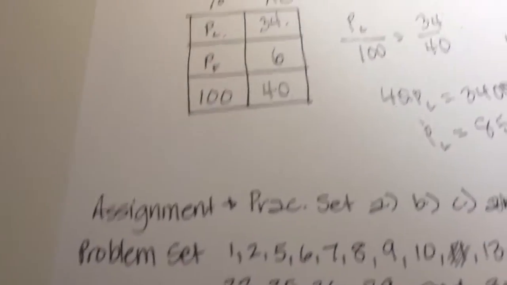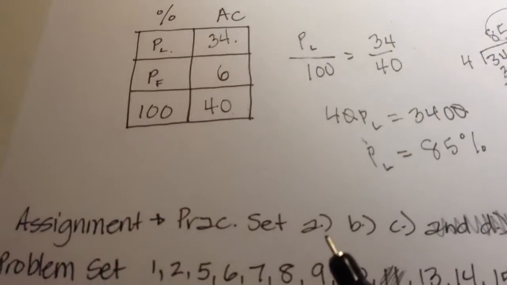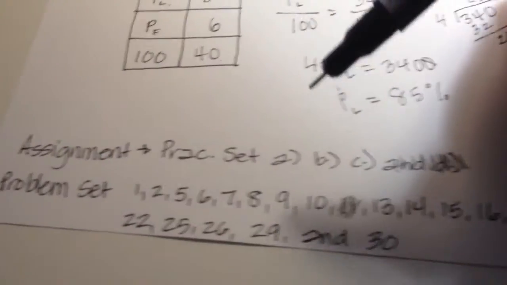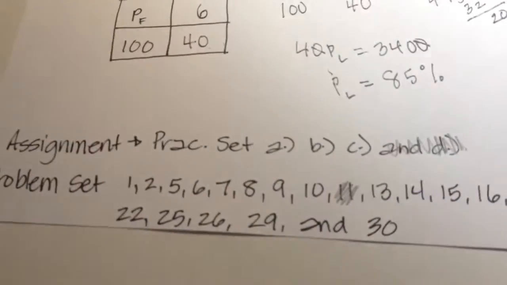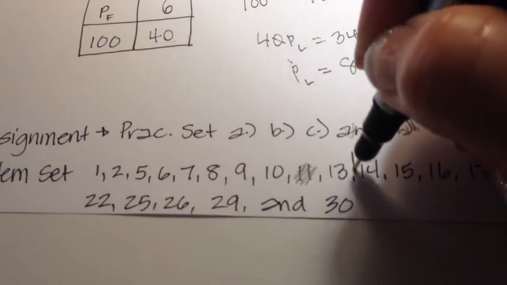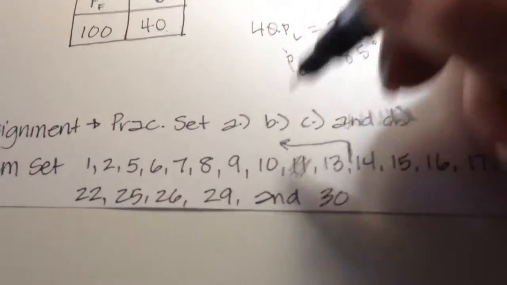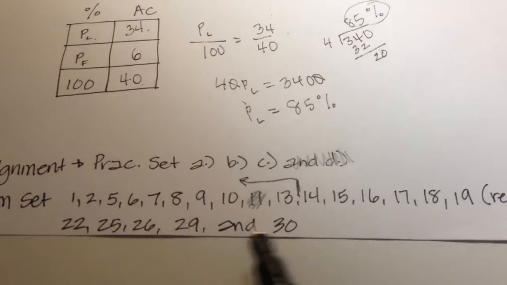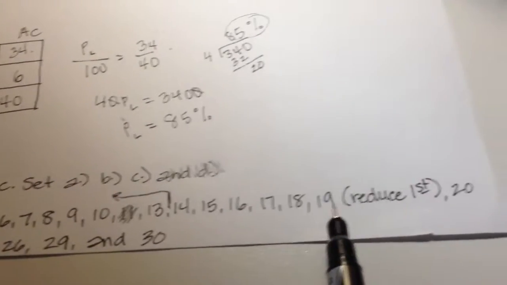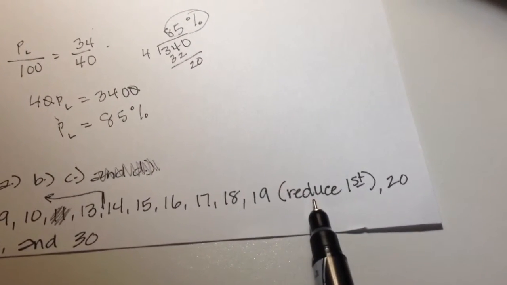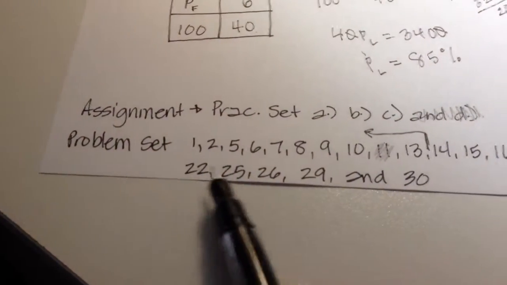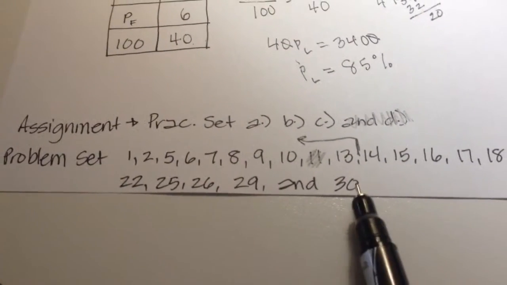All right, here is your assignment. I want you to do practice set A, B, and C, not D. I changed my mind. For the problem set, I want you to do 1, 2, 5, 6, 7, 8, 9, 10, 13. I want you to get finished with at least that many, and then we can work on the rest. It makes me happy if you get most of them done. 14, 15, 16, 17, 18, 19, reduce first. It's going to tell you not to reduce first, but I'm going to tell you reduce first. 20, 22, 25, 26, 29, and 30.